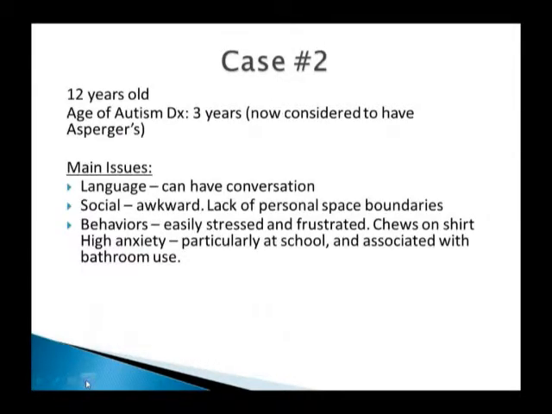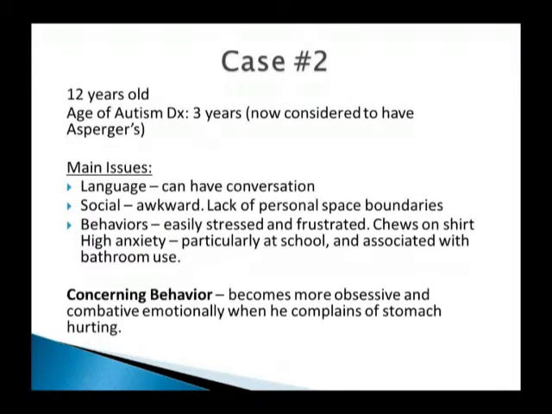Okay, so case 2 is a 12-year-old individual. Age of autism diagnosis was at the age of 3. Now he's considered to have more Asperger's. Some language issues, but overall conversational. Socially awkward, kind of tends to lack personal space boundaries. Behaviors: a lot of anxiety, particularly at school, and has also had a lot of anxiety in association with using the bathroom. And the main concerning behavior becomes obsessive and combative emotionally when he complains of his stomach hurting.